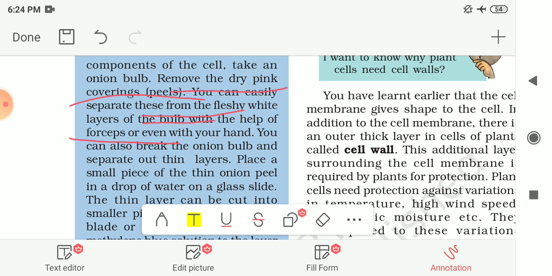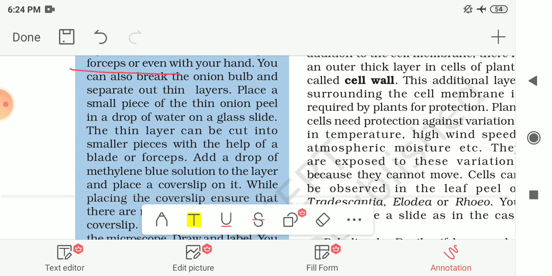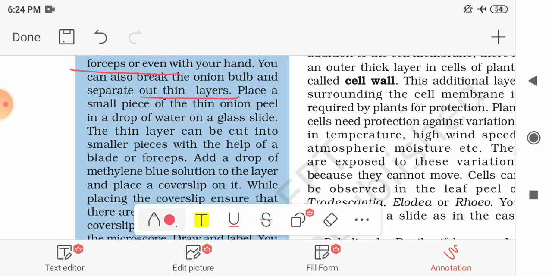Then you can also break the onion bulb and separate out thin layers. In short, take a thin layer of the onion peel and place a small piece of it in a drop of water on a glass slide. On a glass slide you have to take one drop of water and put this thin layer of onion peel in it. The thin layer can be cut into smaller pieces with the help of a blade or forceps.